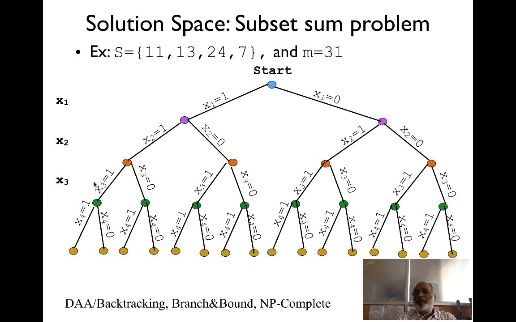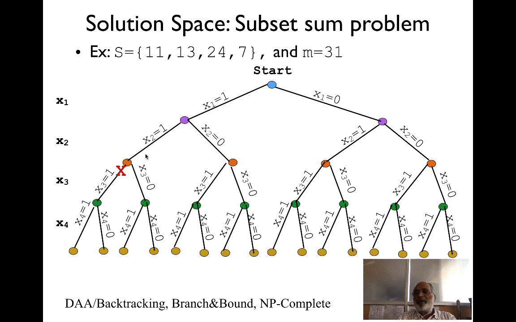Come to the next one. Look at x3. If you consider x3, that means 11 plus 13 plus 24, it becomes 48. That means we have already exceeded 31. We're not going to proceed further, so we can stop right here. We don't search it, we block. That means we don't consider x3. We consider x3 equal to 0.